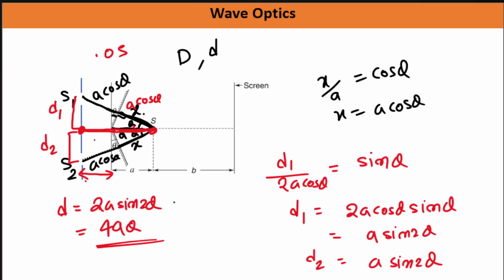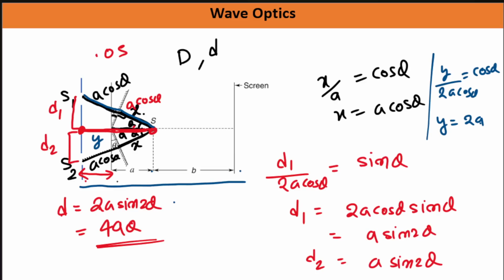This is, let's say, something y, okay, and this whole is how much? 2a cos theta. So y divided by 2a cos theta will be equal to how much? Cos theta. So y is equal to 2a cos theta into cos theta. Theta is very small, cos theta को 1 ले लो. So y is equal to 2a. So ये पूरा है तुम्हारा 2a and this will be how much? This is b. So this whole distance is how much? This is 2a plus b, right?